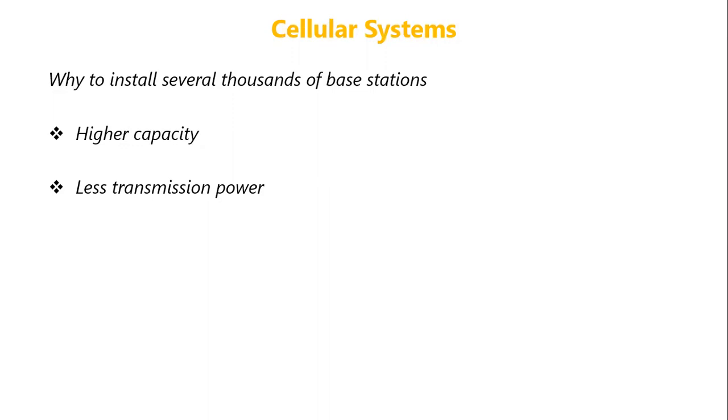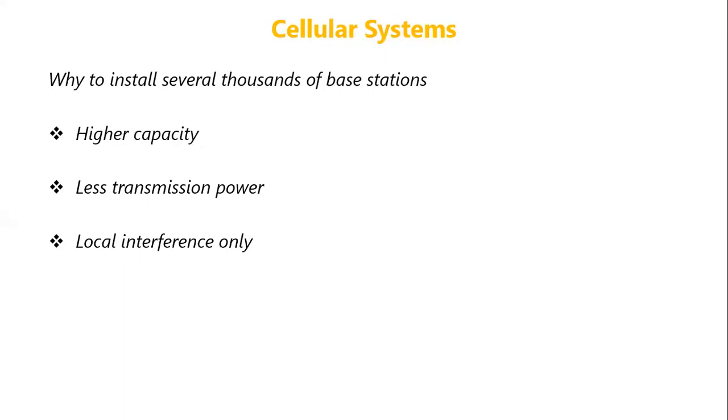Because if you have multiple base stations, the number of users in each base station will be comparatively less. So even if a user is away from the base station, by spending some extra power, he will be able to connect with the base station. That is the second reason why we should have several thousands of base stations instead of one base station.